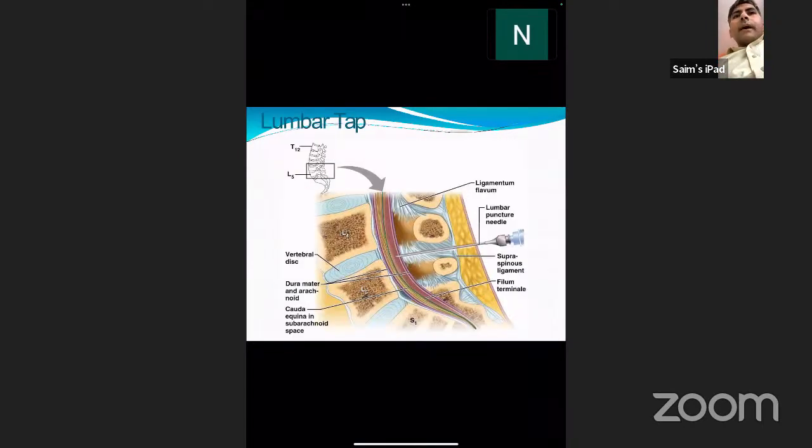Now here in this diagram, the procedure of spinal anesthesia or the lumbar tap is explained. Both spinal anesthesia and lumbar tap are given in the same space. That is, you have to puncture the dura and reach the subarachnoid cistern or the subarachnoid space.